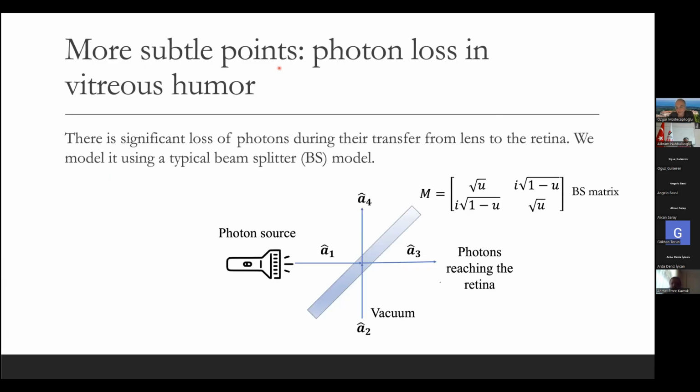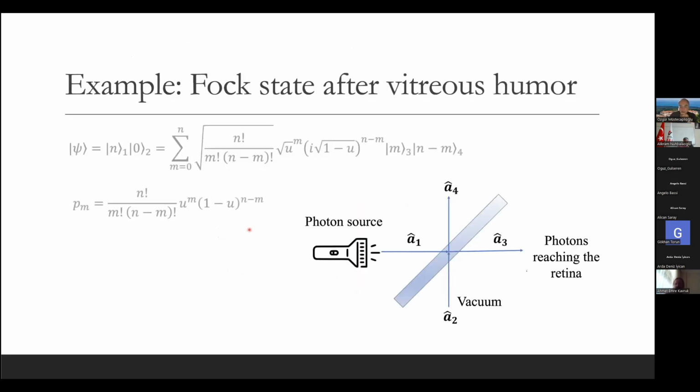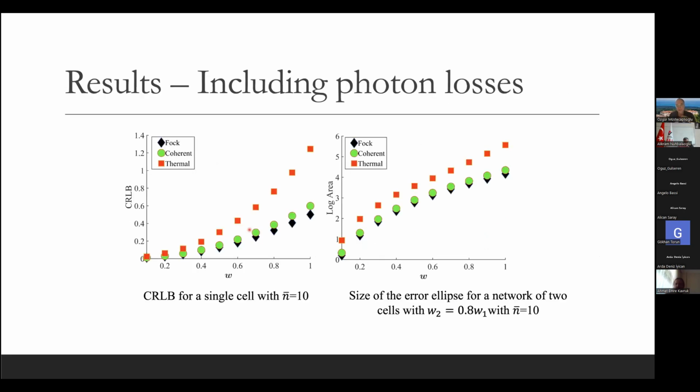So then we also added, as a subtle reason, the beam splitter models to model the vitreous humor, the gelatinous cell, which causes some loss of the photons when they transmit from the cornea to the retina. There is a loss mechanism. So we use the standard beam splitter loss model to add this effect. And again, the result of this study can be seen here.